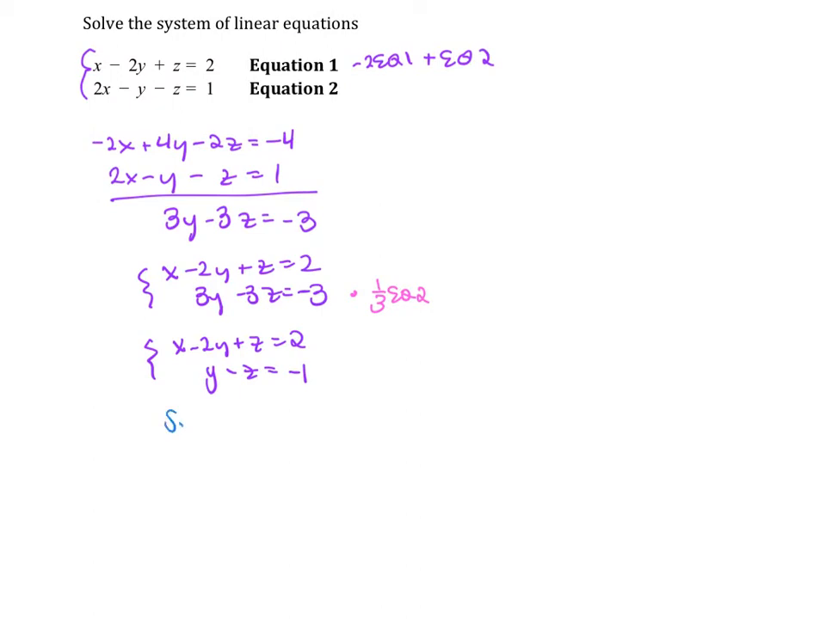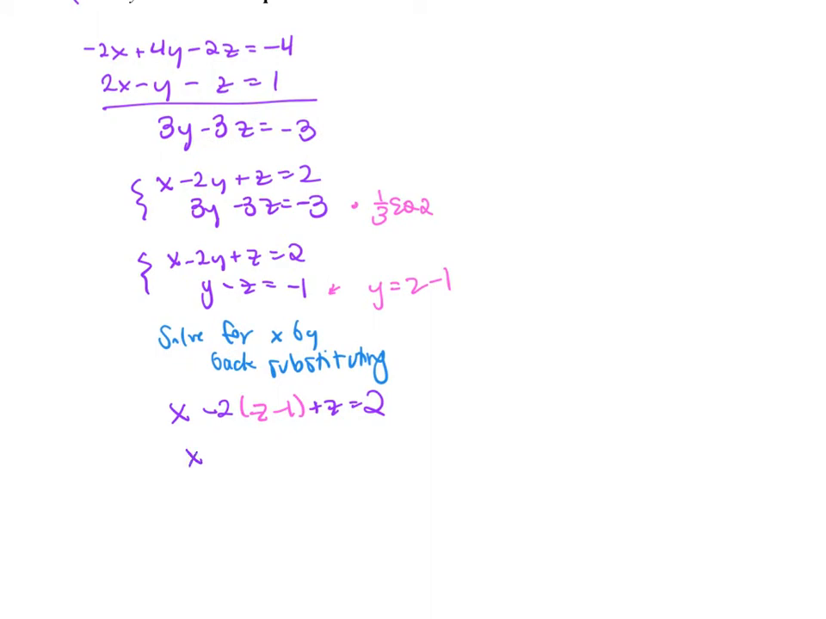So now we're going to solve for x by back substituting the y. We have to solve for this first, right? We can't really do it. So y equals z minus 1, and so we'll put that in there. So this is x minus 2 times z minus 1 plus z equals 2. So let's simplify: x minus 2z plus 2 plus z equals 2. So this becomes x minus z plus 2 equals 2. Subtract 2 from both sides. So x minus z equals 0, or x equals z.